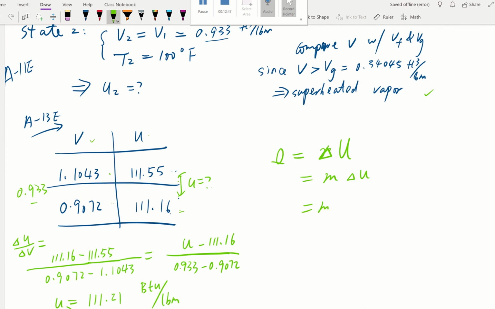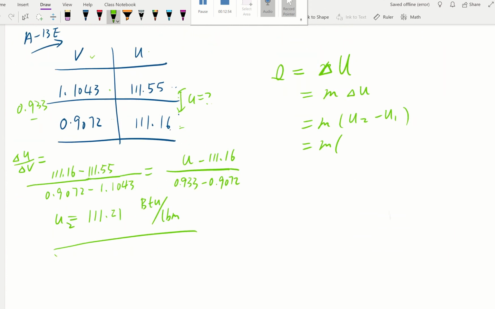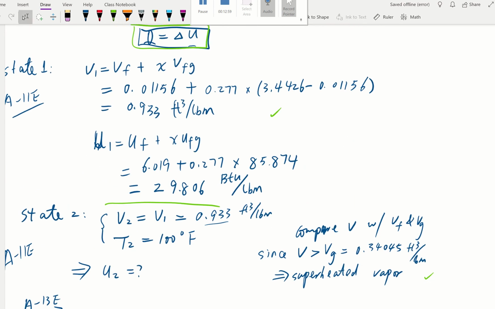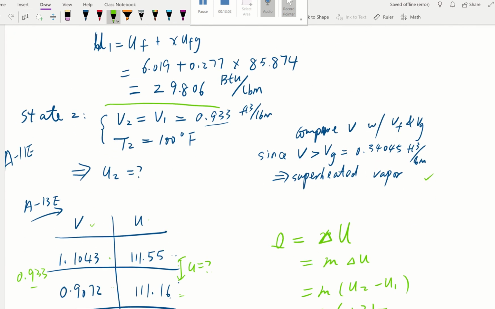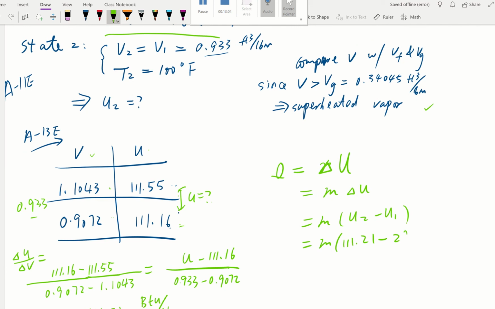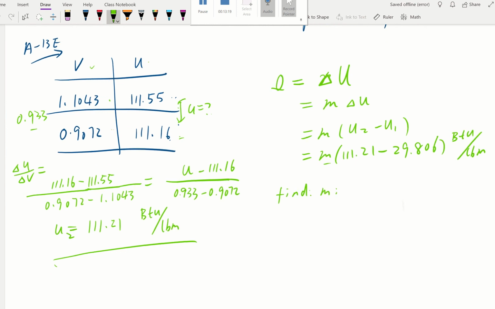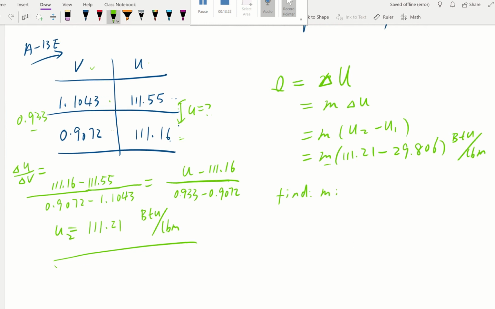And now let's take a look. It's going to be U2 minus U1. U2 we just calculated as 111.21. And our U1 is this value, 29.806. Alright, and that's in units of BTU per pound mass. Then we need to figure out the mass. Alright, I'm glad actually we need to do that. How do we find the mass? Finding mass in thermo is quite easy.